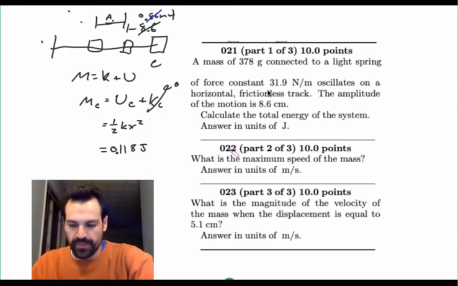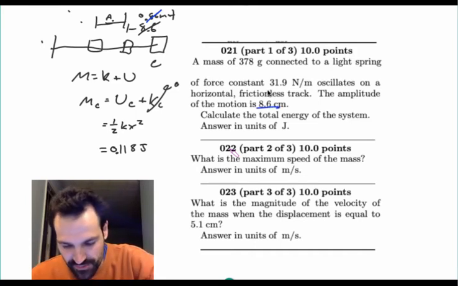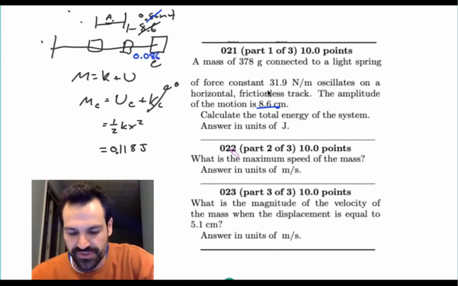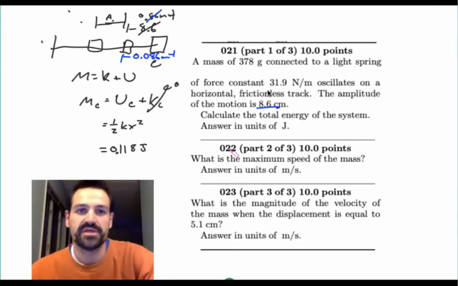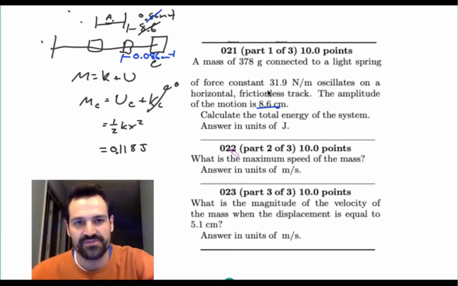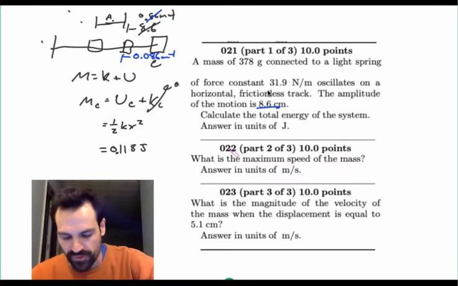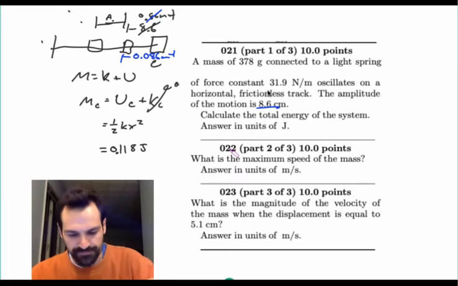And I'm sure you guys already caught it, but I want to point out that I converted my unit wrong. 8.6 centimeters is not 0.86 meters, it's rather 0.086 meters. Because remember, 100 cents in a dollar, 100 centimeters in a meter. So I apologize for that, but if you plug in that k and that x value, you should get 0.118 joules.